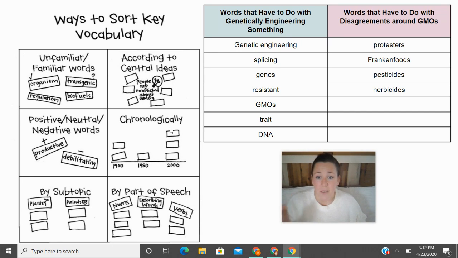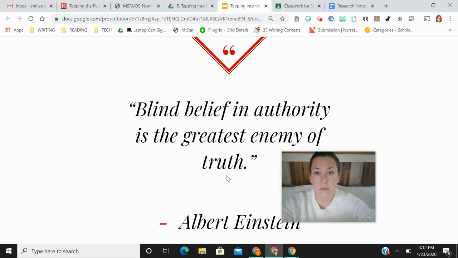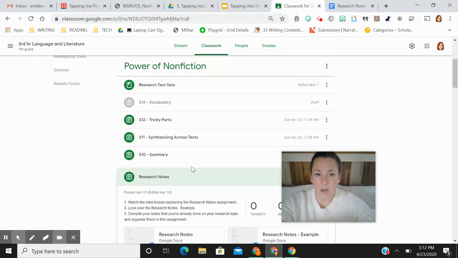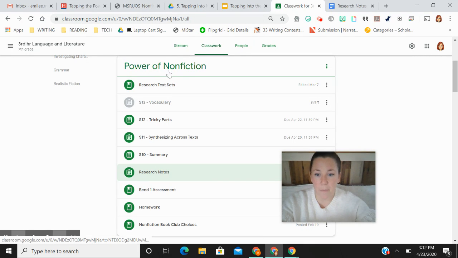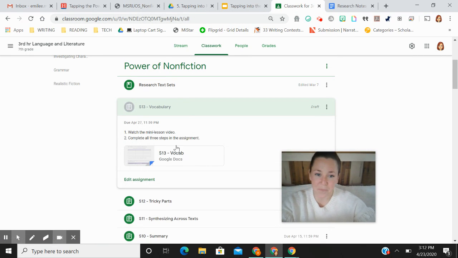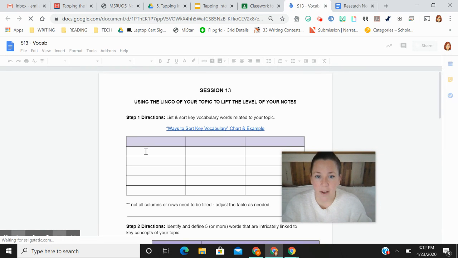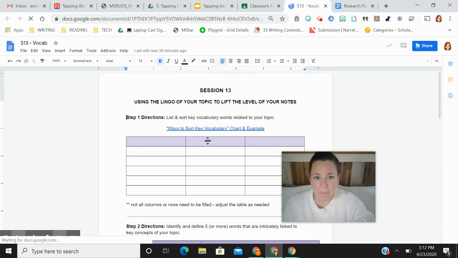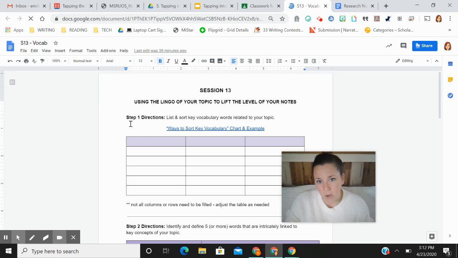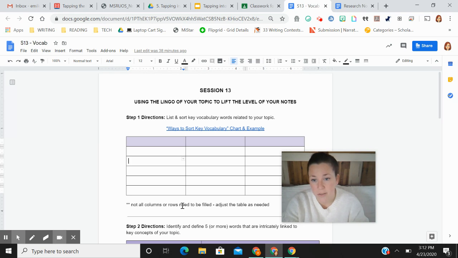You have 3 steps that you need to take for today's assignment, and that's what I want to show you. So, under classwork, power of nonfiction, vocab. You are going to do the thing that I just showed you in step 1. So you're going to sort the key vocabulary words right here in this table. Please notice I said all columns or rows don't need to be filled. You can adjust the table as needed.